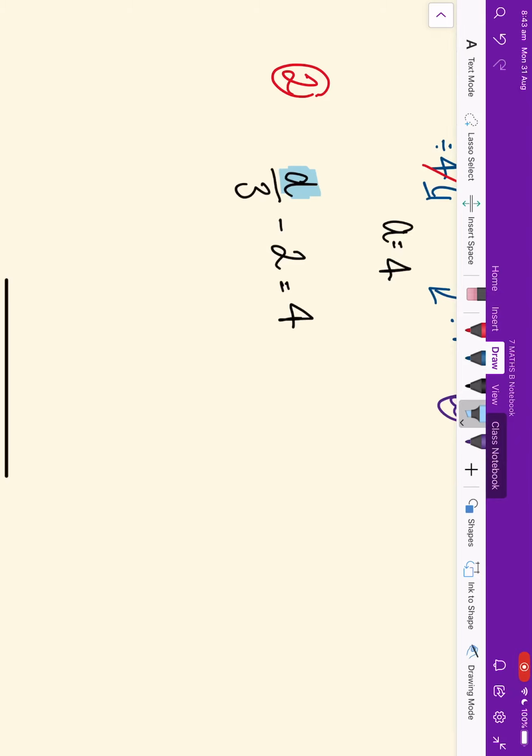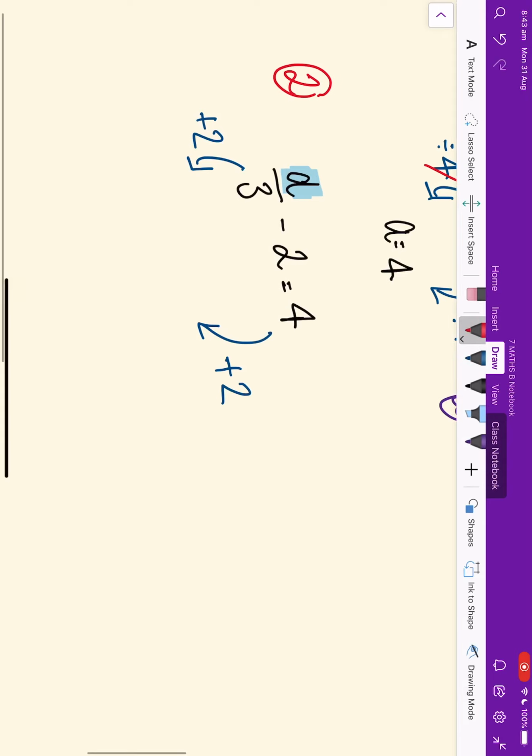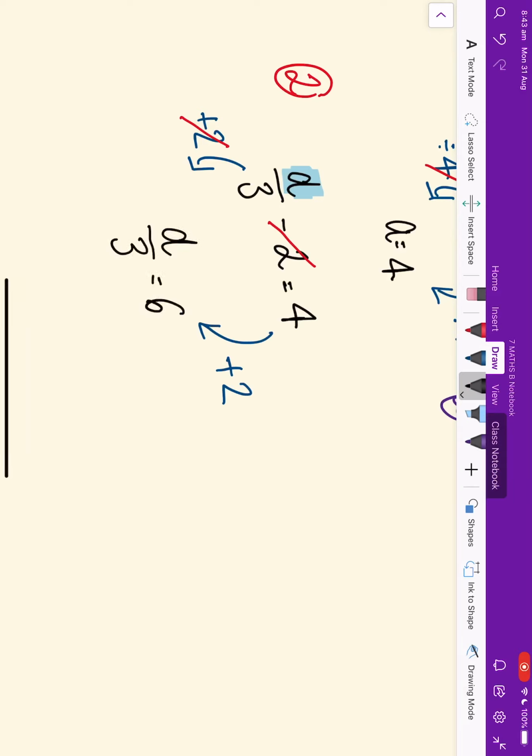Okay, let's first of all get rid of the 2 here. Now, the opposite would be to add 2 to both sides. So I'm going to do that. Plus 2. Plus 2. Cross out my 2 on this side. Now I'm left with d over 3 equals 6.